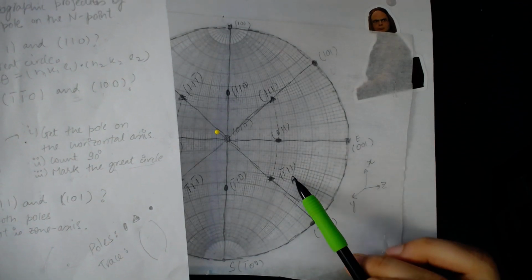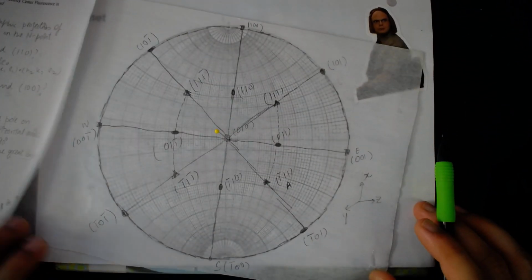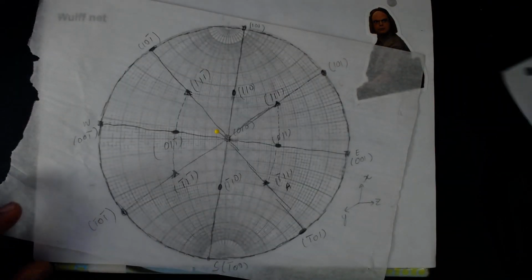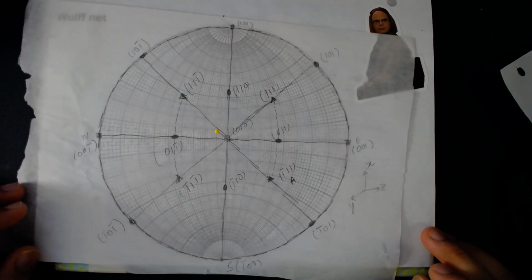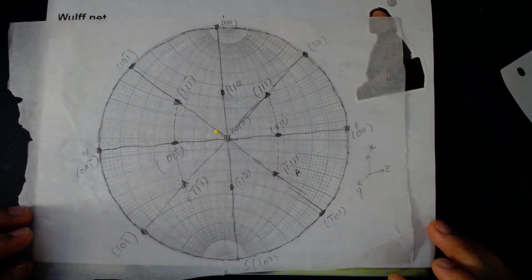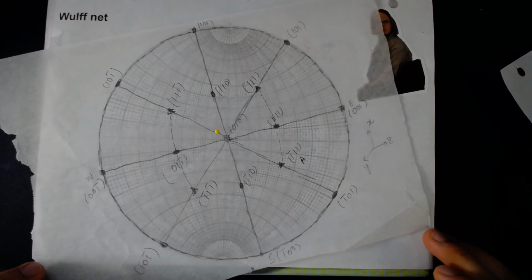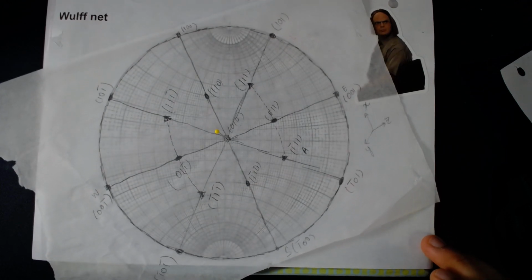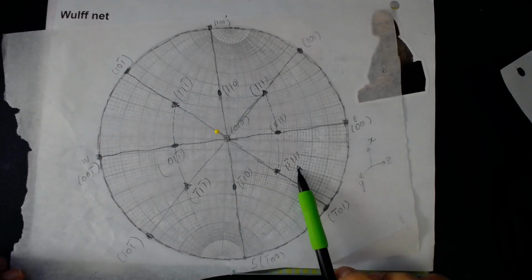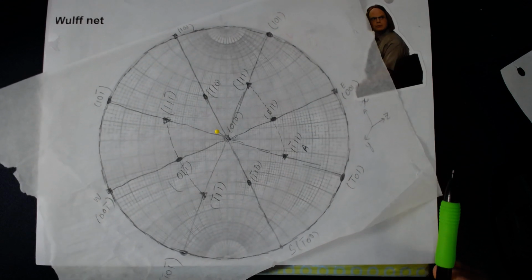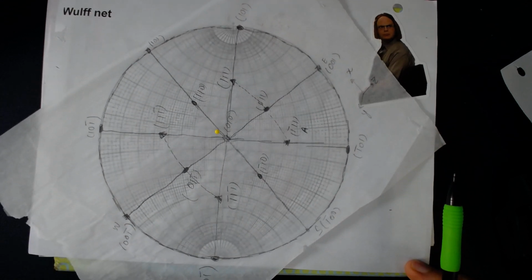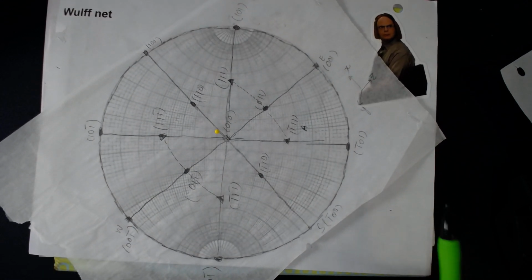So we'll take this pole A, and then as the step says, to get the pole on the horizontal axis or the east-west axis, let's rotate. Keep in mind to not rotate the Wulff net; I recommend just keeping the Wulff net stable and rotating your tracing paper. So we'll take this pole A, bar 111, and get this on the east-west axis, which is right over here, the horizontal axis.